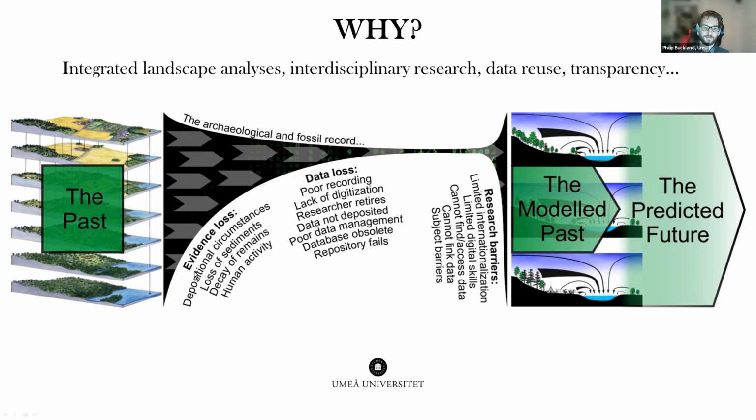A lot of sediments get eroded away, a lot of things decay, and increasingly so human activity destroys this evidence. We have peat extraction, development, and draining of peatlands, building of roads, building of railways. Pretty much everything humans do will damage some form of evidence of what's happened in the past.